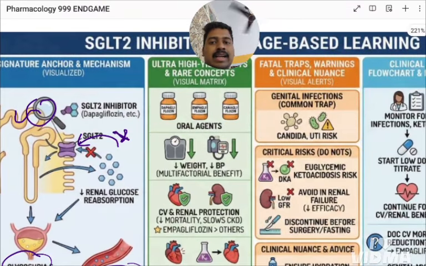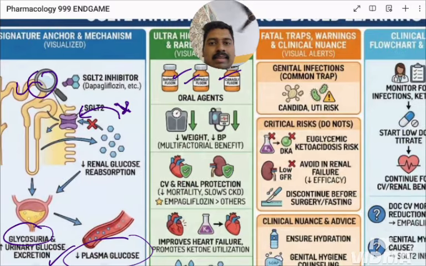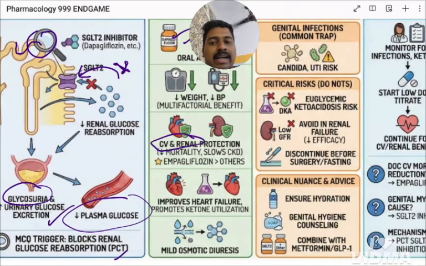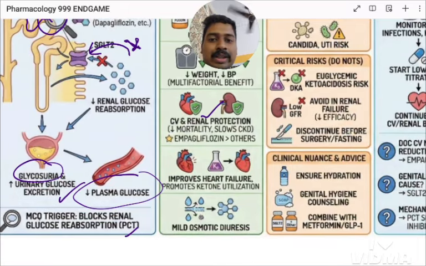So which are the agents we have? We have gliflozins. Okay, dapagliflozin, empagliflozin, canagliflozin. They have an effect on weight also. These SGLT2 inhibitors will decrease weight and they'll decrease BP also. So it has multifactorial benefit, and they are cardio and renal protective also. Okay, so the most renal protective among this is empagliflozin. Okay, so remember, this can be asked as a question: which has the most cardioprotective and renal protection action among the gliflozins, that is SGLT2 inhibitors? That is nothing but empagliflozin.